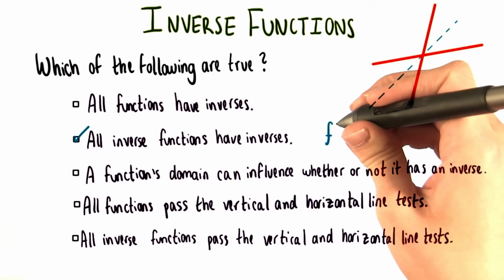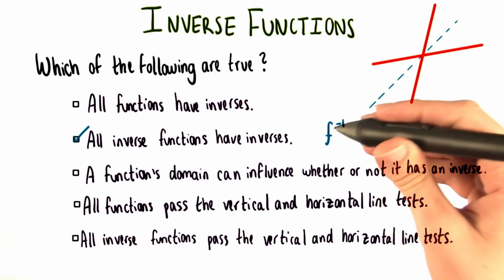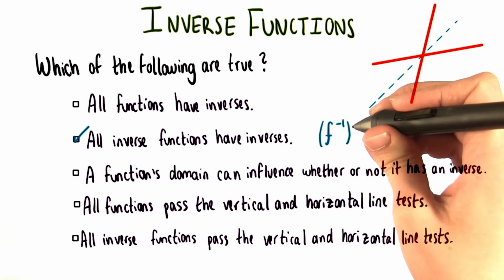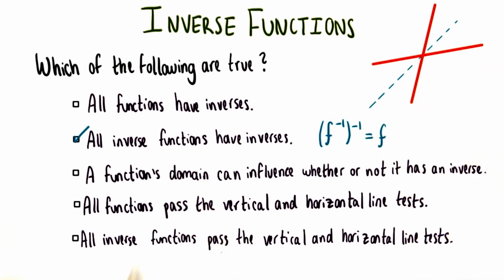This is basically the same as the property I showed you before. If we have a function, f inverse, that we know is the inverse of f, and then we take its inverse, that just equals the original function, f. So yes to the second choice.